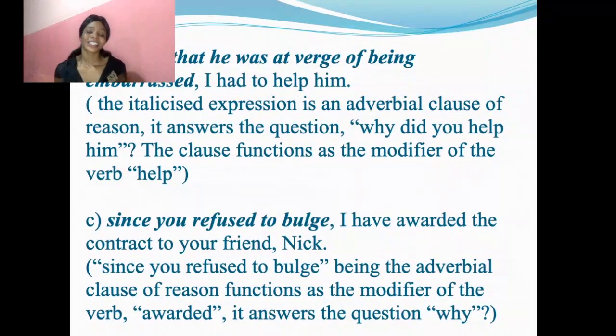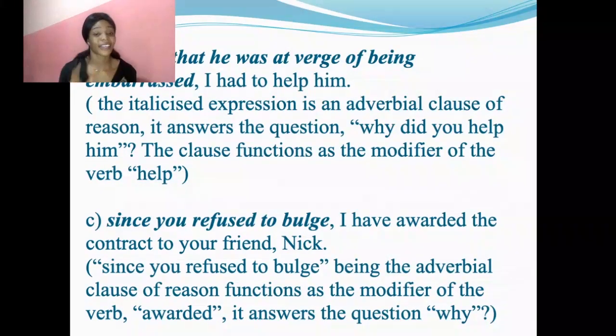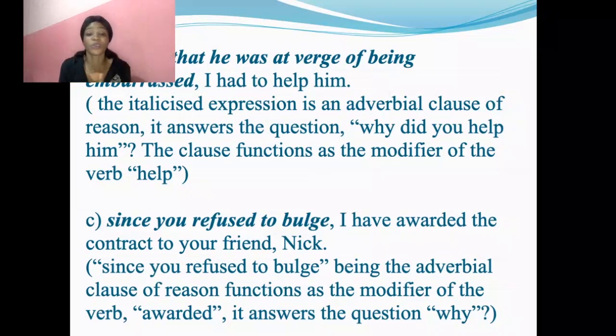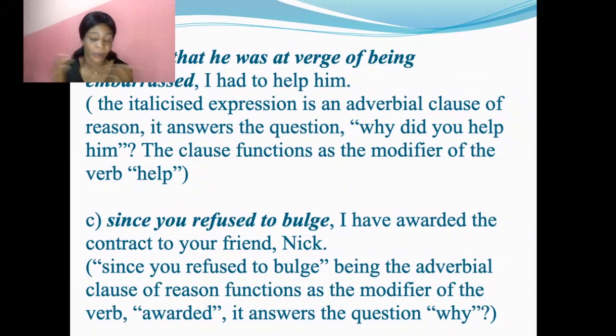Example 2 says, "Seeing that he was at the verge of being embarrassed, I had to help him." Seeing that he was at the verge of being embarrassed is an adverbial clause of reason. That was why you helped him. If not because he was at the verge of being embarrassed, you wouldn't have helped him. So your reason for helping him is so that he won't be embarrassed. Which means it is an adverbial clause of reason, which functions as a modifier of the verb help.